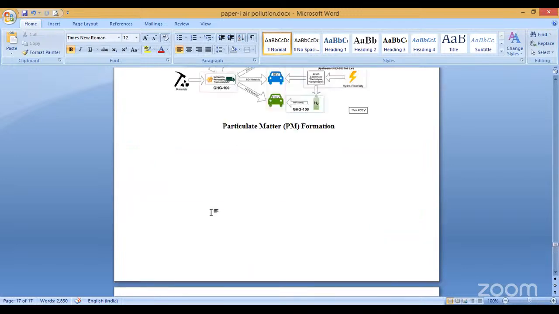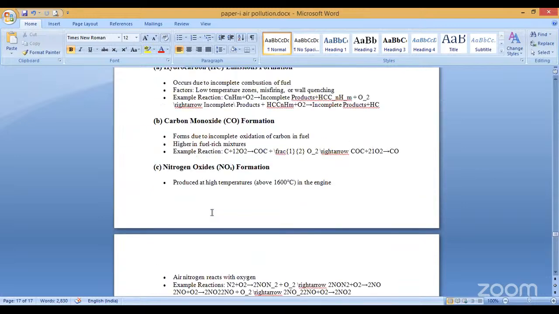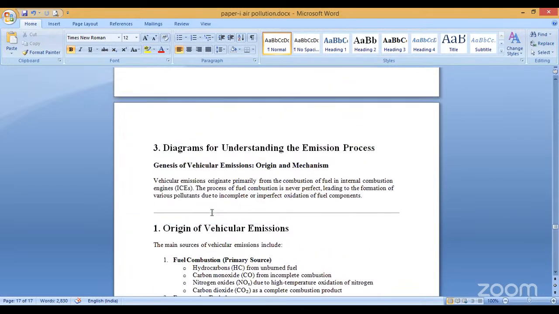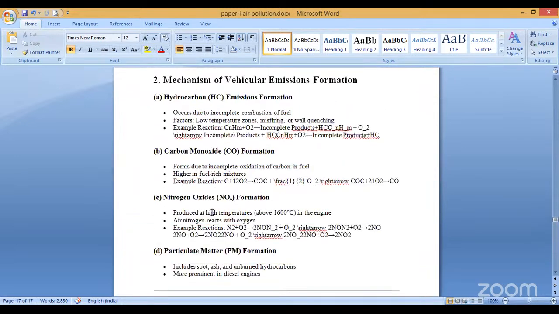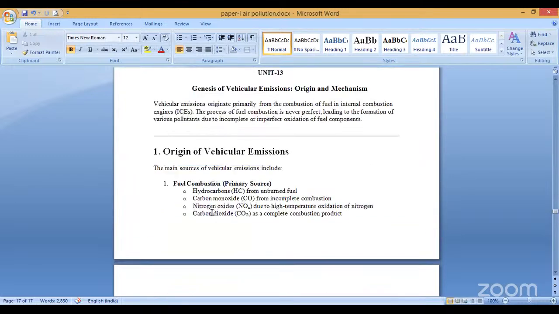Can I explain this one more time? Why? Because some of these reactions are very difficult to understand. That's why I'm going to explain it one more time.